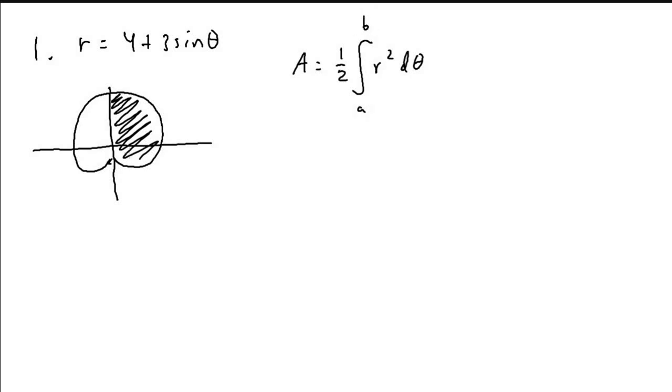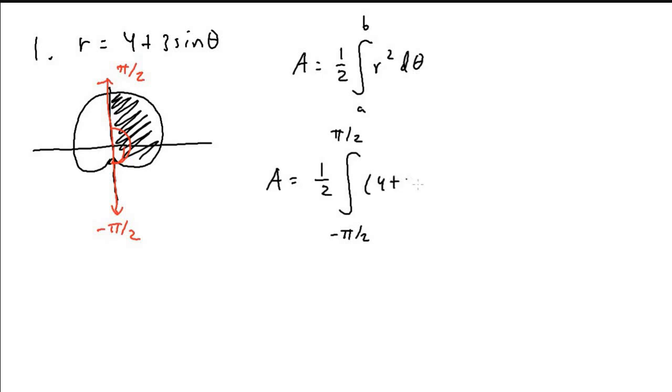So notice how we are going from negative pi over 2 all the way to a positive pi over 2, a positive 90 degrees. So those will be our a and b bounds. So if I were to rewrite the formula here, the area is going to be equal to 1/2 times the integral. Our a is negative pi over 2, and the b is positive pi over 2 of r squared. So if our r is 4 plus 3 sine theta, then we're going to have 4 plus 3 sine of theta, and the entire thing squared, d theta.